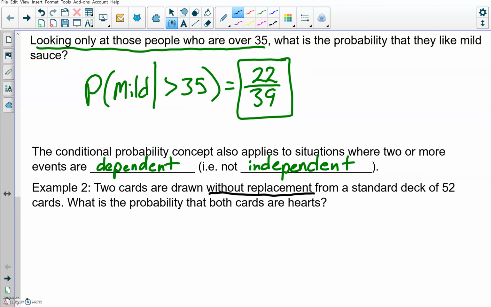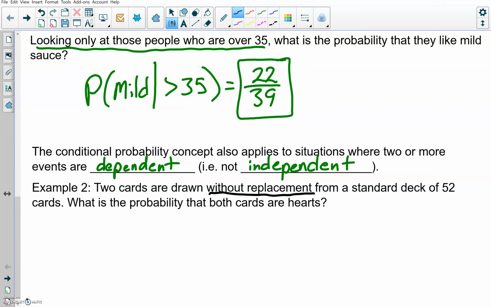Things are changing. The card you drew on the first one is going to affect what happens next. So that's a dependent situation. And without replacement is your classic indication that you are looking at dependent. So, 2 cards drawn without replacement from the standard deck. What's the probability that both cards are hearts?